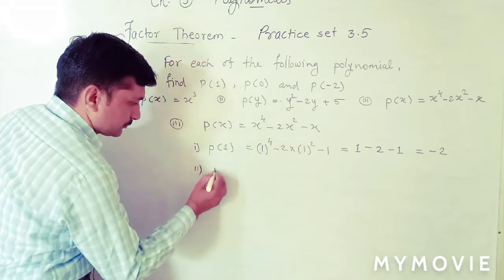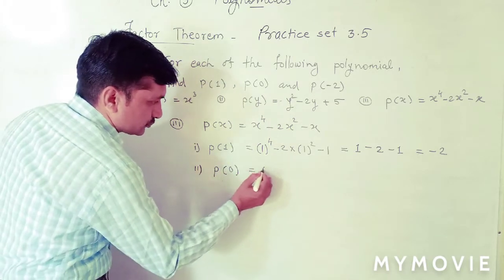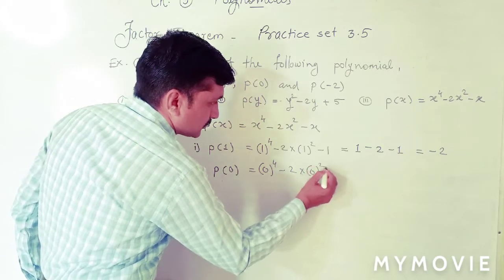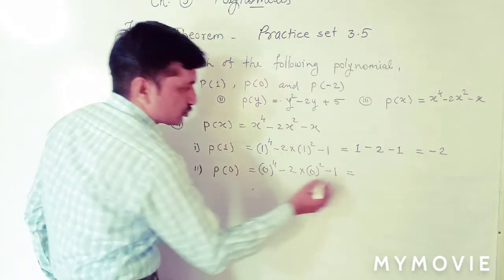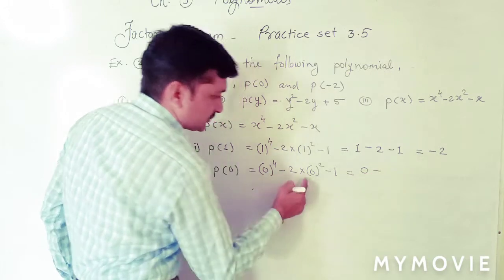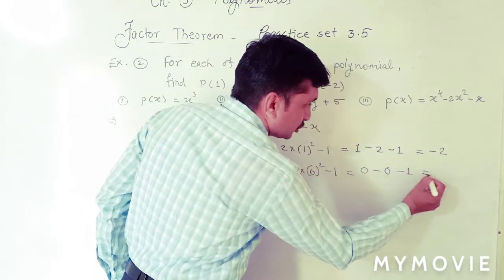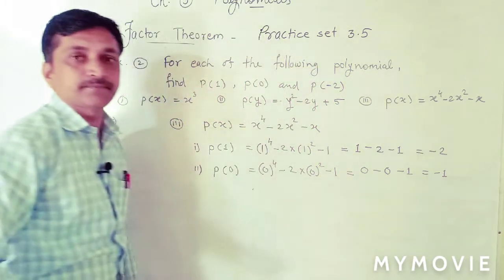Second, p of 0. Put x is equal to 0. 0 raised to 4 minus 2 multiplied by 0 square minus 1. Now 0 raised to 4 is 0, minus 0 square is 0, 0 into 2 is 0, minus 1. The value of this is minus 1.